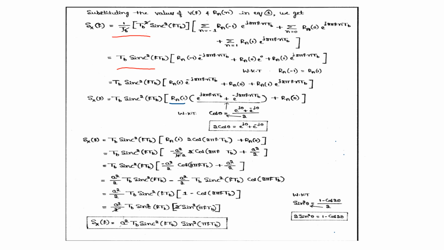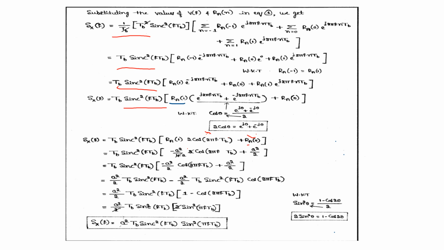So now what is the condition? The condition is RA of minus 1 is equal to RA of 1. RA of 1 times e to the power of minus j 2 pi f n TB, plus RA of 0 e to the power of minus j 2 pi f n TB. So after substituting, this is going to have the value RA of 1 times e to the power of j 2 pi f n TB plus e to the power of minus j 2 pi f n TB, and RA of 0. So that is going to give 2 cos, e to the power of j theta plus e to the power of minus j theta. Okay, considering the constant of trigonometry here.